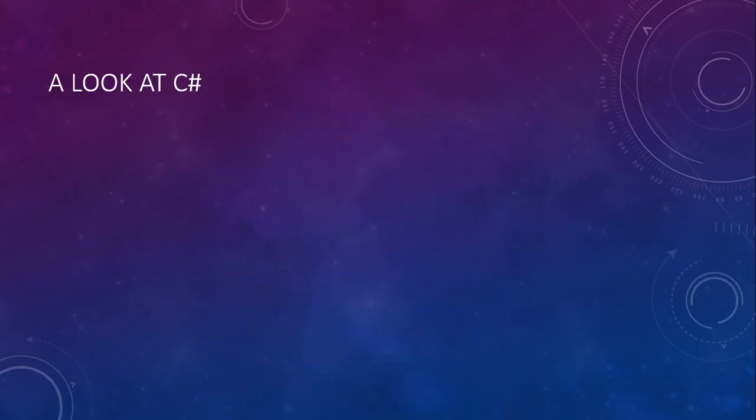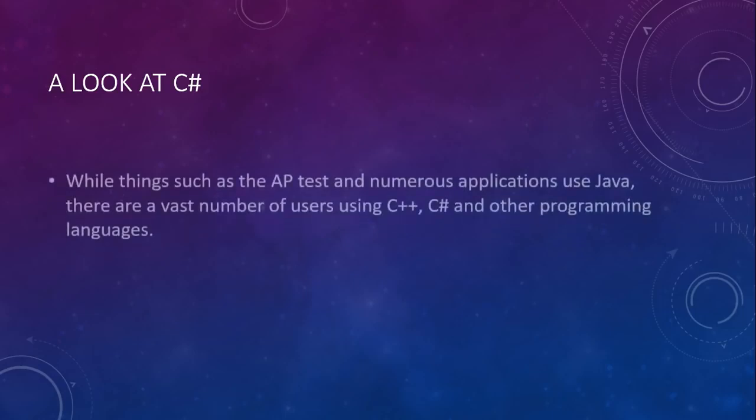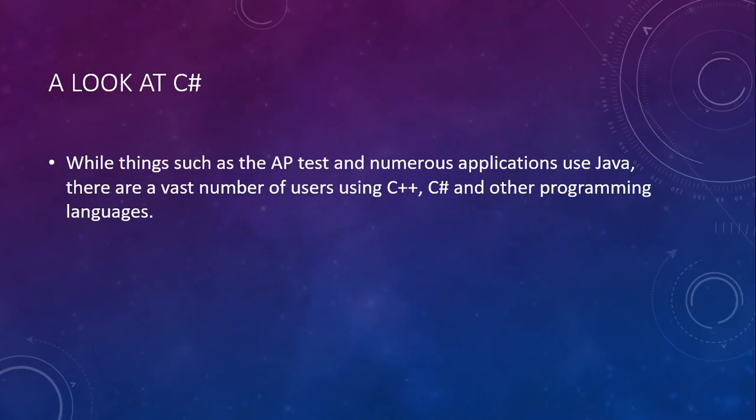All right. So I'll look at C#, and I'm going to spiral us back eventually here to talk a little bit about what an object is in object-oriented languages. But with C#, it's important to note that while things such as the AP test and numerous applications use Java, there's still a vast number of users that use things like C++ and C# and many other programming languages. So just because you learn one language does not mean that you're not marketable, and at the same time, it does not mean that you can't learn another language. So the biggest thing is once you learn how to do something in one language, you just simply ask, okay, how do I do it in another?